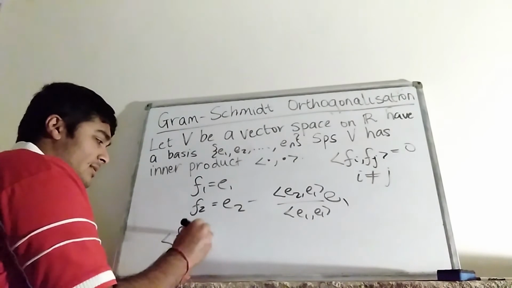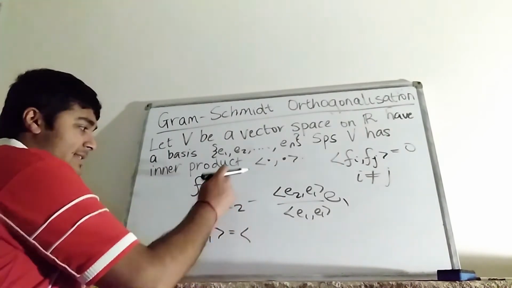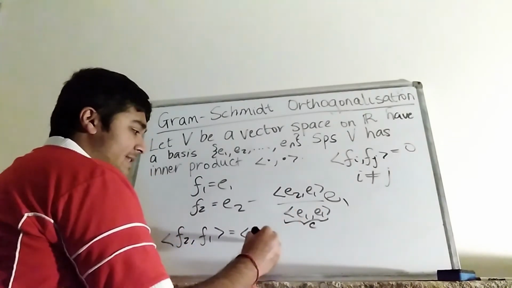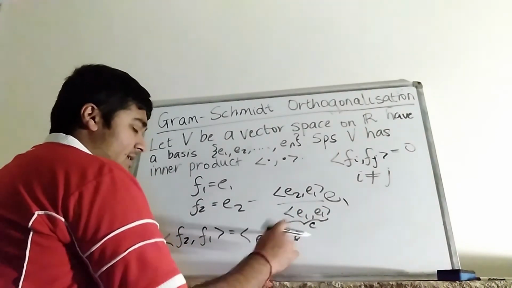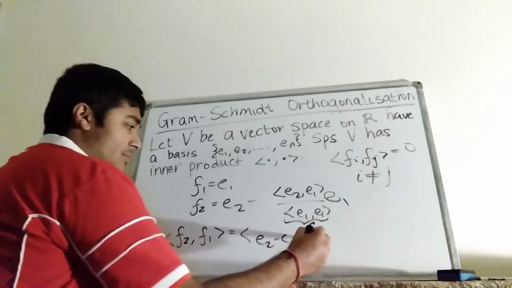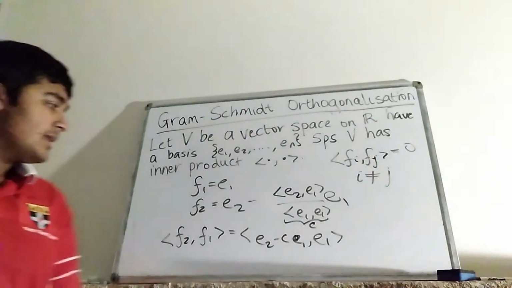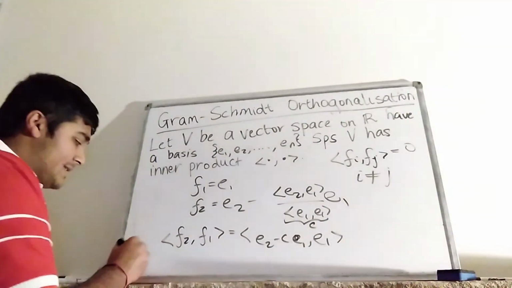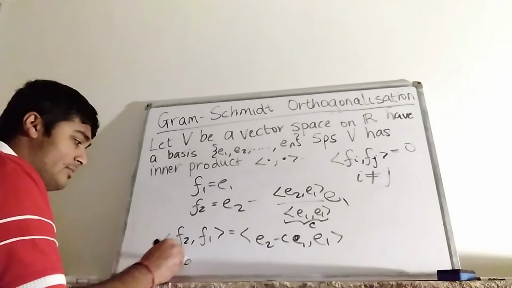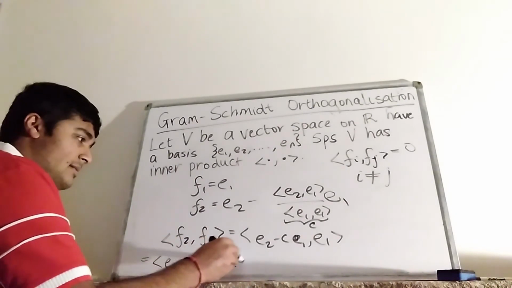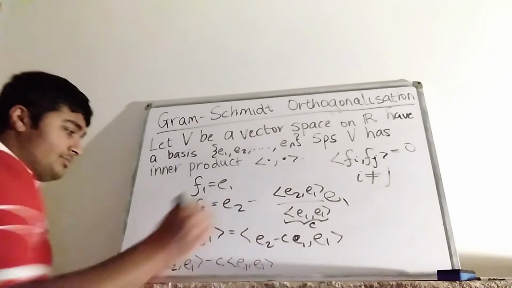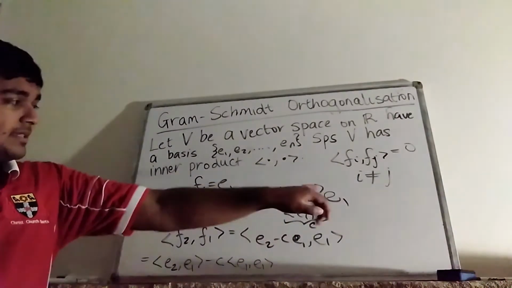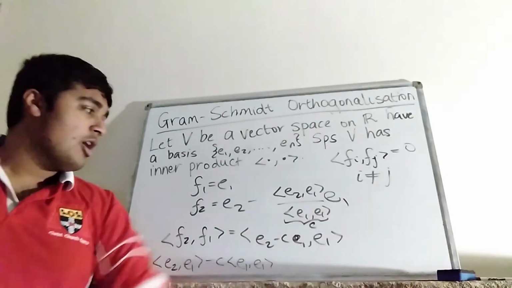What is ⟨F2, F1⟩? Let's just plug these two things in here. I'm going to call this constant here C for now. So we get ⟨E2 minus C E1, E1⟩. Now remember, by the linearity property, linearity in the first component, we can write this as ⟨E2, E1⟩ minus C times ⟨E1, E1⟩. Okay, but remember C is this constant, ⟨E2, E1⟩ over ⟨E1, E1⟩.